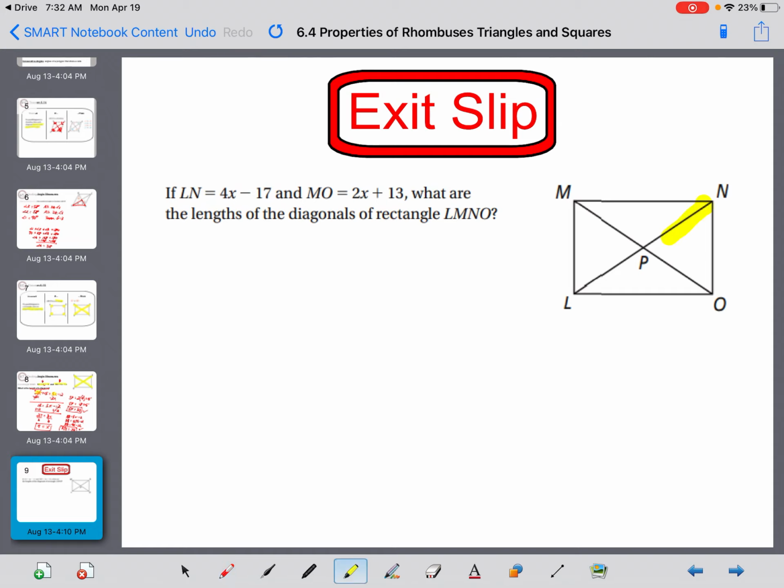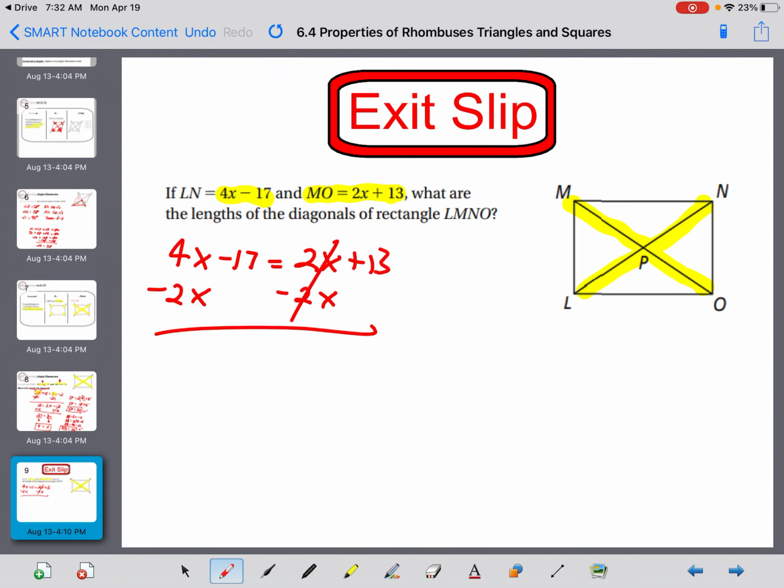Here's your exit slip today. We have LN is your one diagonal and MO is your second diagonal. Set these two equations equal to each other to solve for x. Okay, so 4x minus 17 equals 2x plus 13. Subtract both sides by 2x. And 4x minus 2x equals 2x minus 17 equals 13. Why don't you continue to solve from here? Add 17 to both sides. Okay. And solve for x. Once you solve for x, plug it in to one of these two equations.